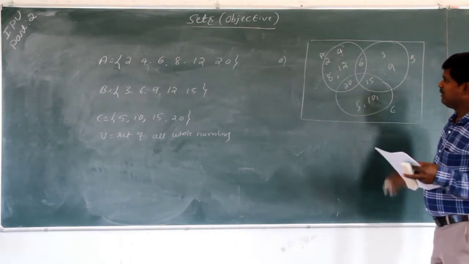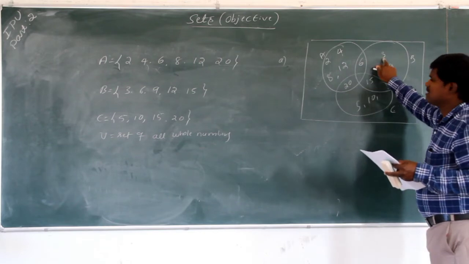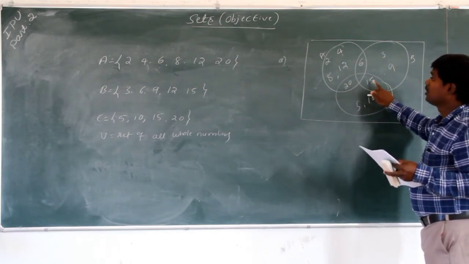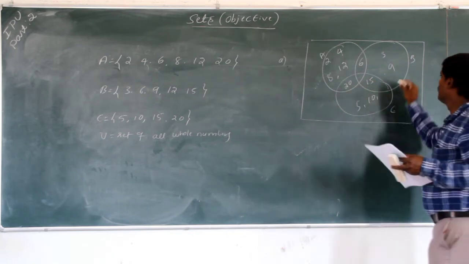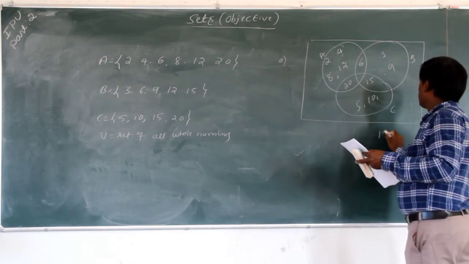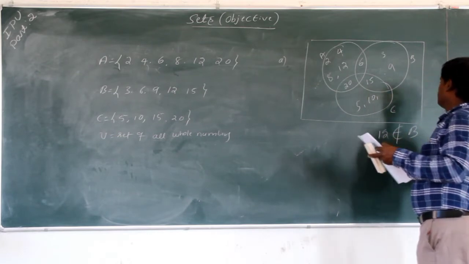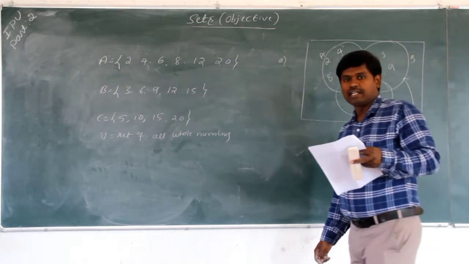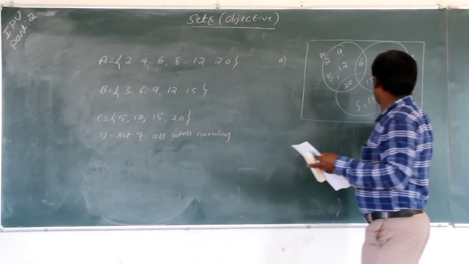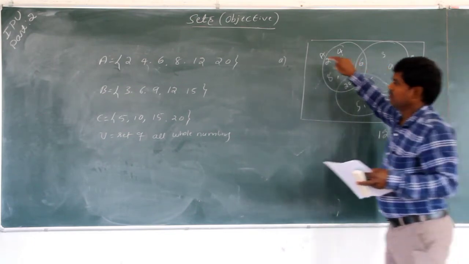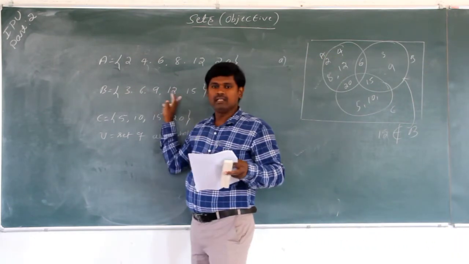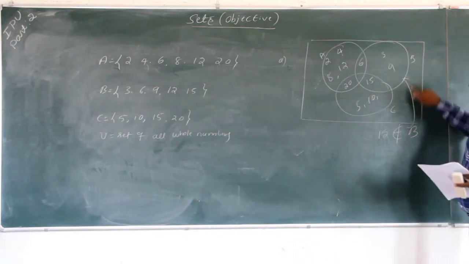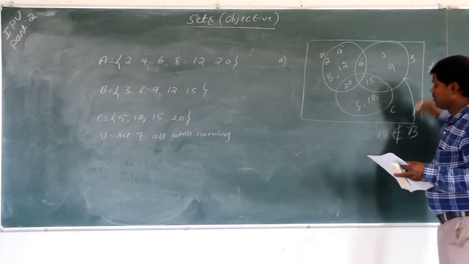And observe set B. 3 is there, 6 is there, 9 is there, 12 does not belong here. So in this diagram, 12 does not belong to B. Therefore option A is not the correct answer. Here 12 is an element of set B, but in the Venn diagram 12 is missing, so we cannot take this option.